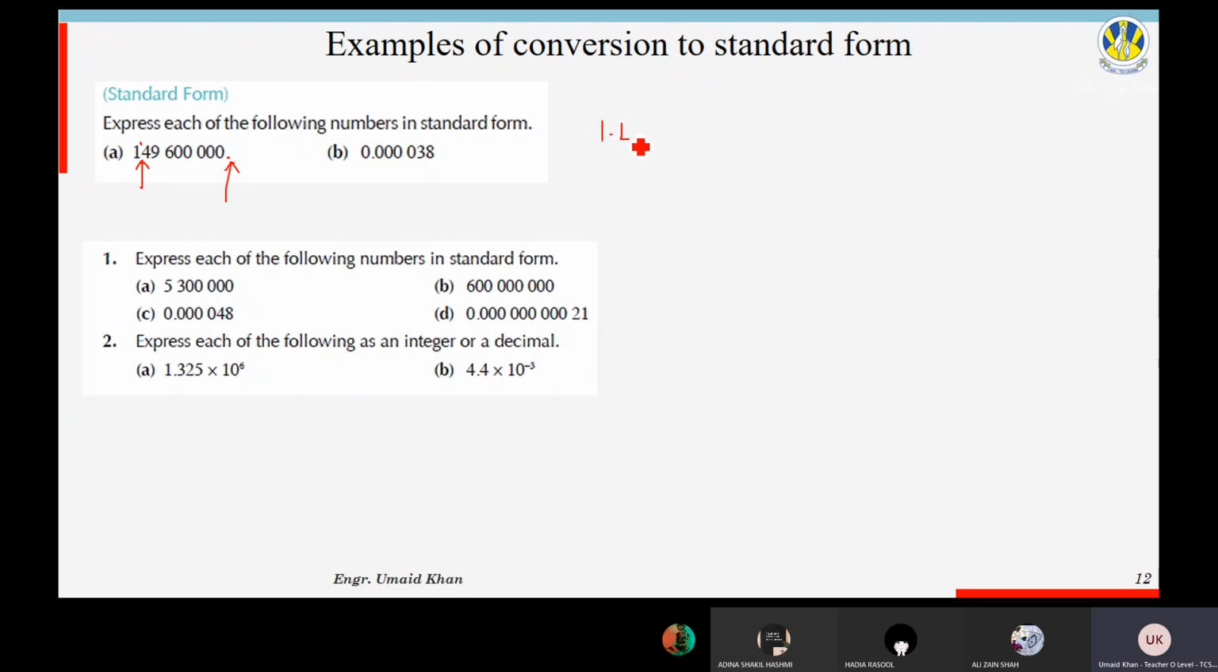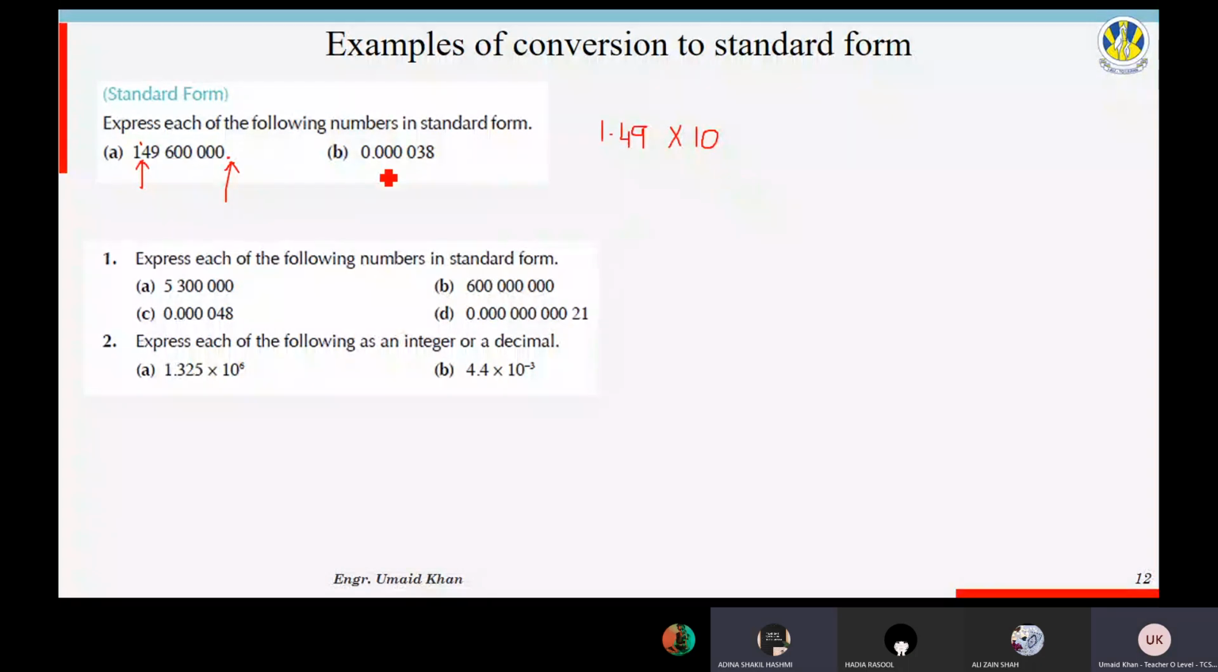So I will write it as 1.496 into 10 raised to the power. Now the next question is, what should be the power of 10 so that I move the decimal from the last location to between 1 and 4? It will be 6. Another zero will come. How do you make sure? What is the rule? How do you make sure that you have put the correct power of 10? Sir, we count all the zeros, and if we change the decimal, the zero will be added.